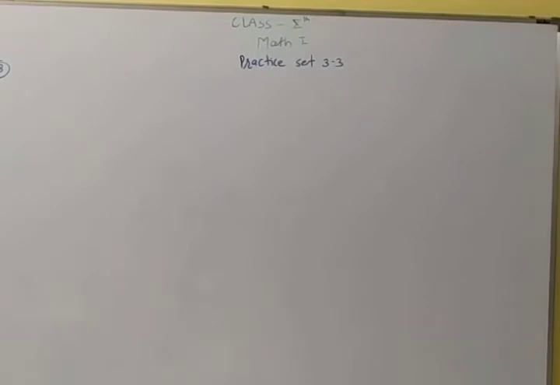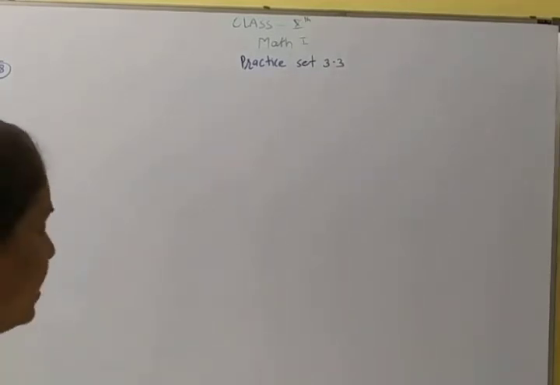Question number 8. Find the 4 consecutive terms in an AP whose sum is 12 and the sum of the third and fourth term is 14. Then assume the 4 consecutive terms in AP are a minus d, a, a plus d, a plus twice d. The sum of the 4 terms is 12, this is the first condition, and the sum of the third and fourth term is 14, this is our second condition.